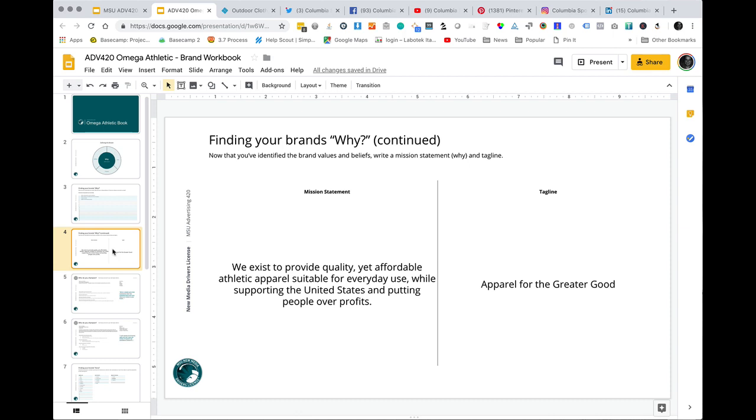And then a tagline, this isn't the best tagline. I'm sure you'll probably come up with something better. This is the marketing message. This is what's probably going to be attached to a lot of your messaging, or a lot of the messages that go out are going to be somehow related to this. And I came up with "apparel for the greater good." There's probably something better, but it should be enough to give you the idea.